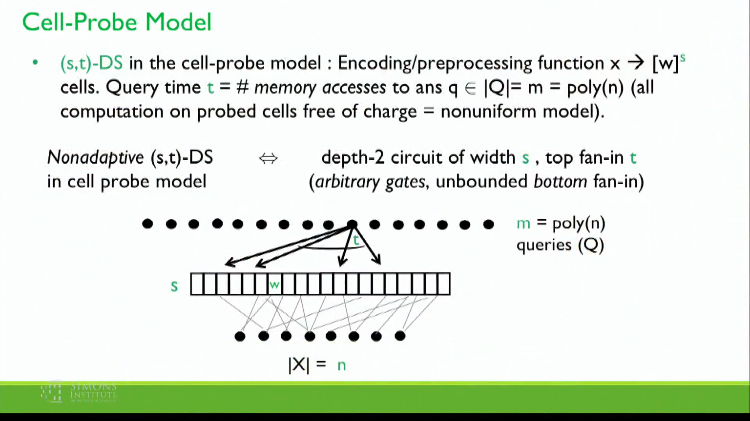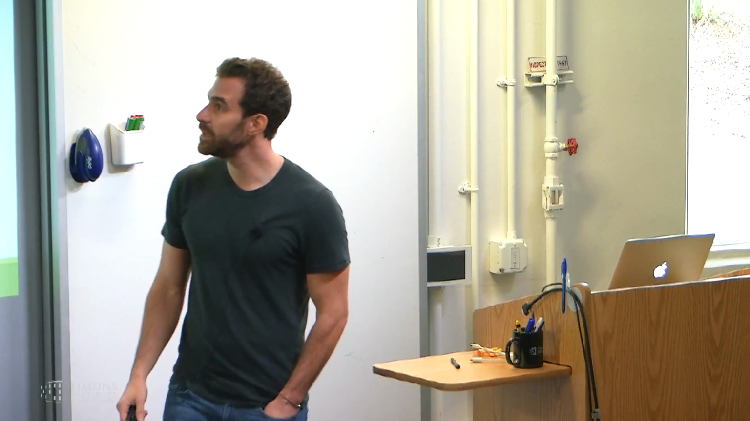The main point is that the bottom gates are unbounded fan-in and completely arbitrary, both at the top and the bottom. Questions so far? All right, so that's a cell probe data structure.